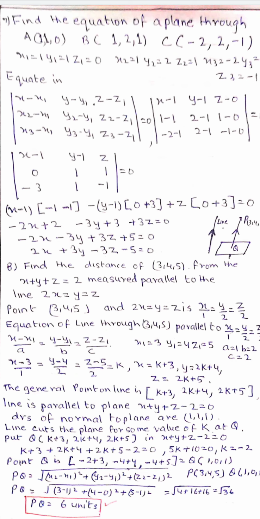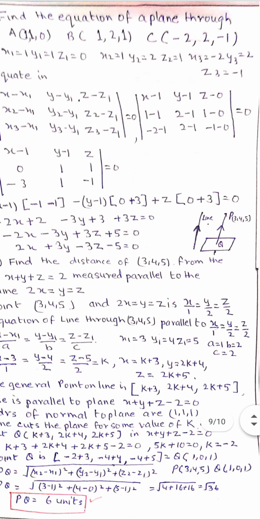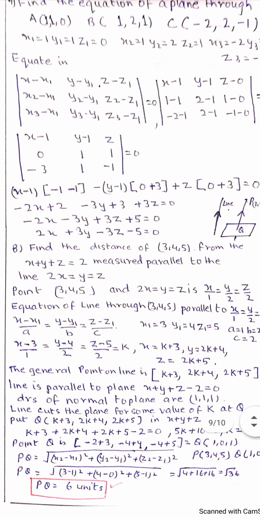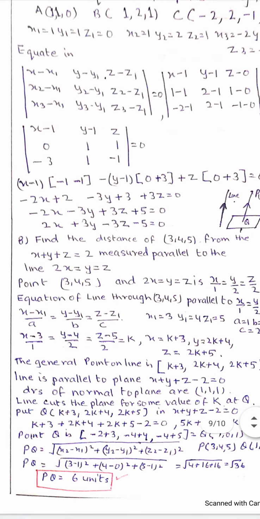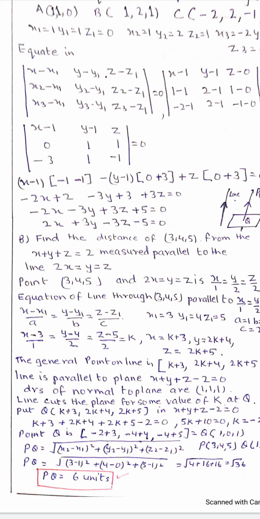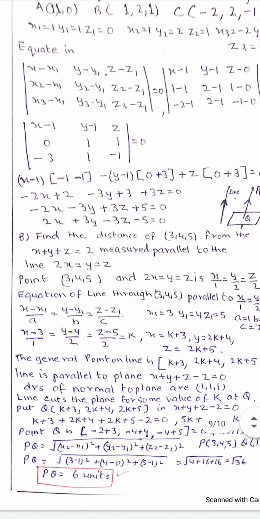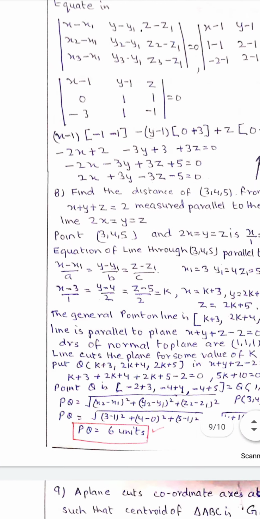So, the equation of the line through the point (3, 4, 5) and parallel to this line. Here we have the point x1, y1, z1 as 3, 4, 5 and a, b, c as 1, 2, 2. So let us put it in, we get the line (x minus 3) upon 1, (y minus 4) upon 2, (z minus 5) upon 2. So the general point is x is equal to k plus 3, y is equal to 2k plus 4 and z is equal to 2k plus 5. The general point on the line is obtained.